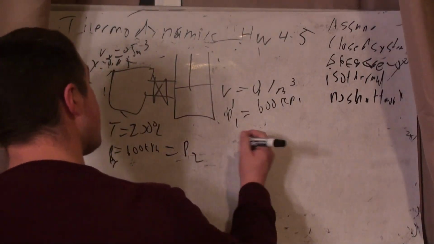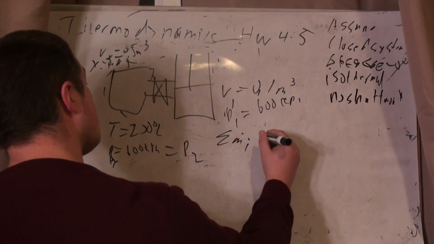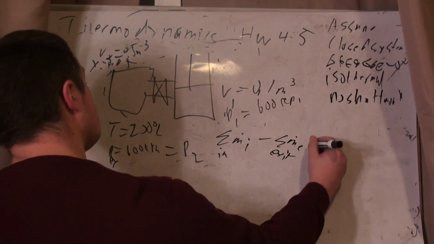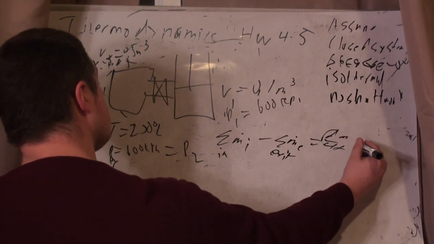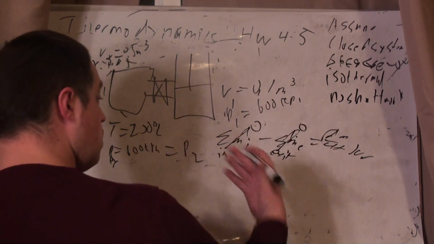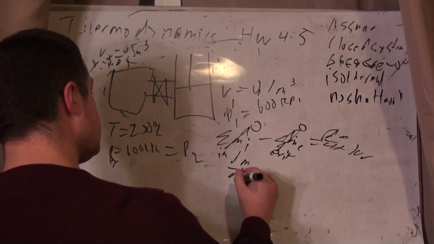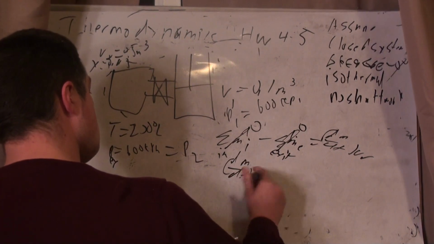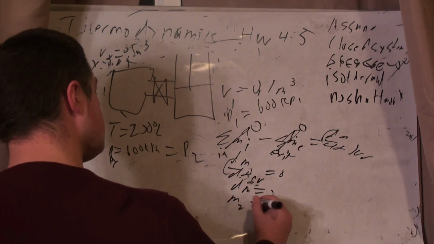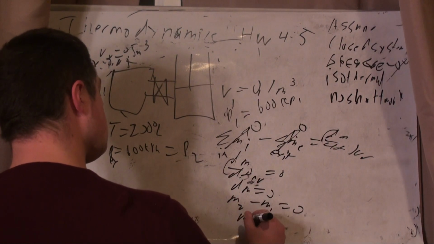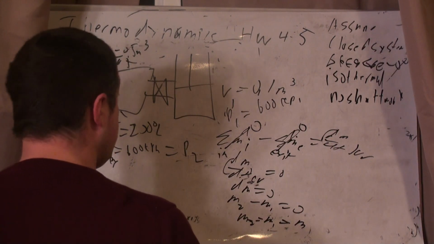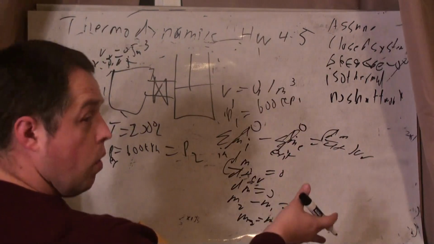So let's do our mass balance first. Sum of m dot in minus sum of m dot out equals dm/dt of the control volume. This goes to 0 and this goes to 0 because it's a closed system. So dm/dt of the control volume is equal to 0, which means dm is equal to 0, which means m2 minus m1 is equal to 0, which means m2 is equal to m1, which is just going to equal the mass of my system. But again, my system as a whole.